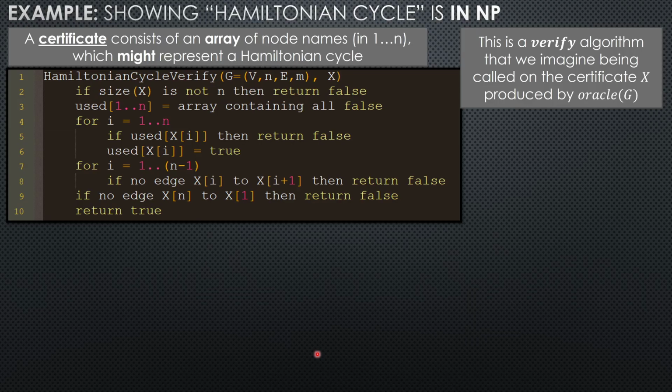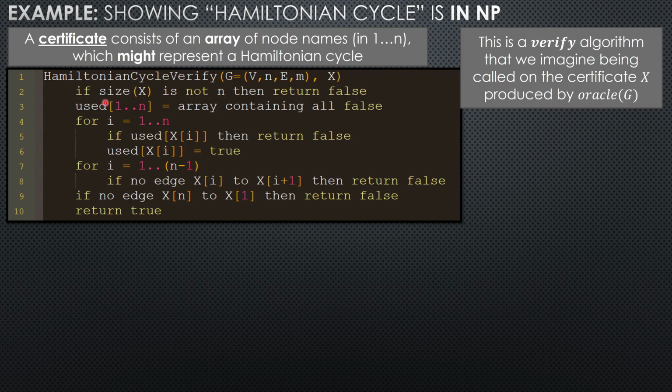A certificate consists, in our case here, of an array of nodes, node names. We'll say the node names are 1 to n, and the array might represent a Hamiltonian cycle, it might not. This is a verify algorithm where we imagine this is being called on a certificate X that's produced by an oracle. The oracle gets the graph and produces a certificate. This is our verify algorithm. We get the graph, our original input, and the certificate that we're checking.